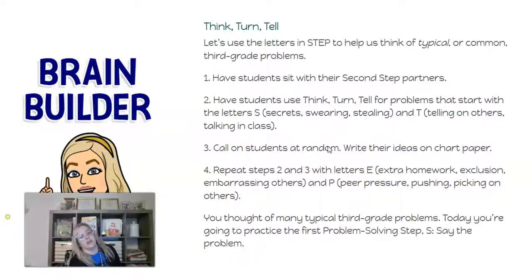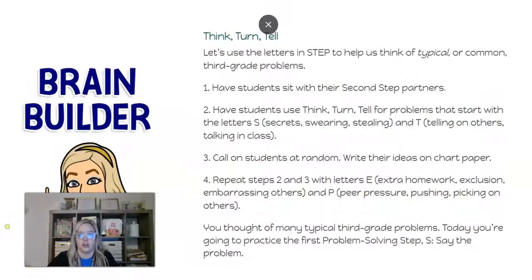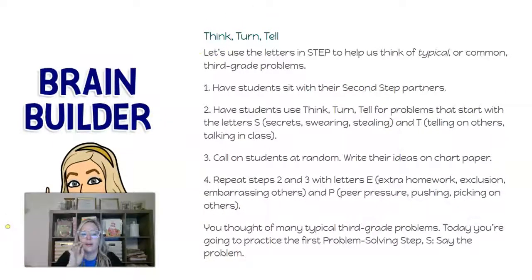And we're not going to call on you at random, but I want you to think about these problems. Then we can repeat with steps 2 and 3 with the letters E, like extra homework, exclusion, or embarrassing others, and P, peer pressure, pushing, picking on others. So I want you to think. If you want to do this, you can turn and talk to your neighbor.